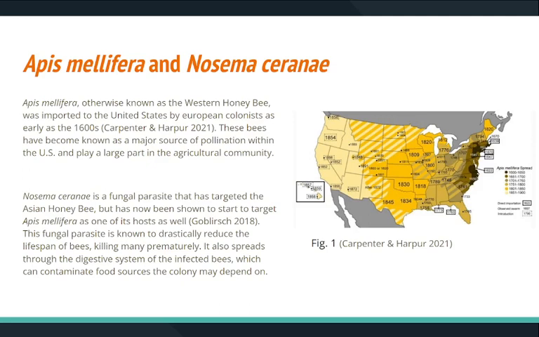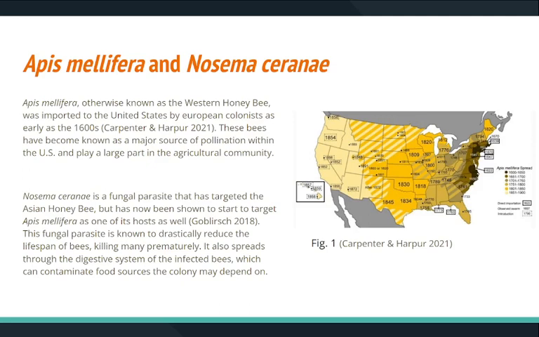Apis mellifera, otherwise known as the western honeybee, was imported to the United States by European colonists as early as the 1600s. These bees have become known as a major source of pollination within the United States and play a large part in the agricultural community.